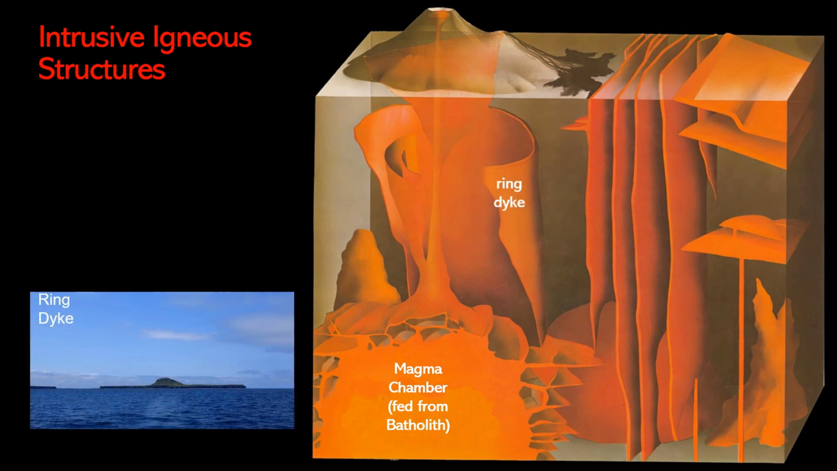Ring dikes. Ring dikes are circular or elliptical steeply inclined intrusions that form around a central collapse zone or volcanic caldera. Ring dikes form when a magma chamber collapses, causing magma to be injected into a circular fracture around the central collapse, forming a ring-shaped intrusion. Example: the Glencoe Ring Dike in Scotland.